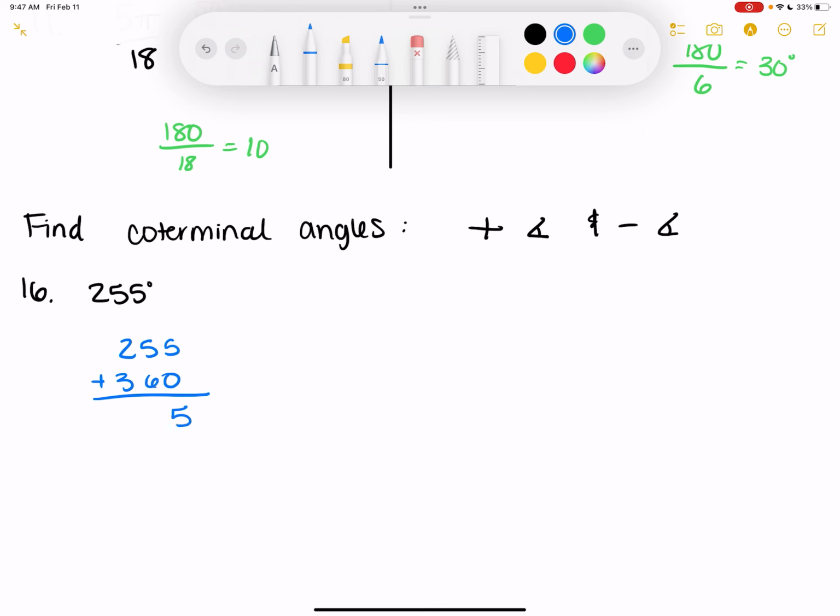So that's 5. Let's see, was that 11? So 615 degrees. Okay, that would be my positive one. Okay, this is my positive answer.